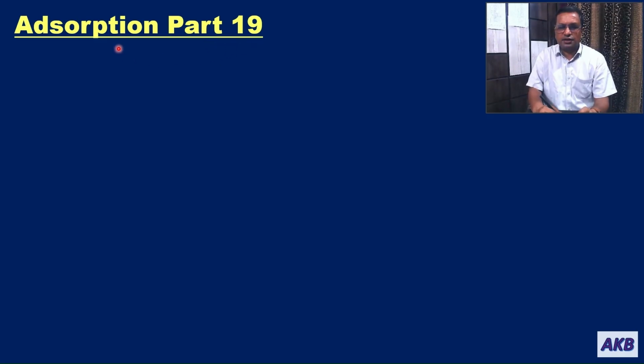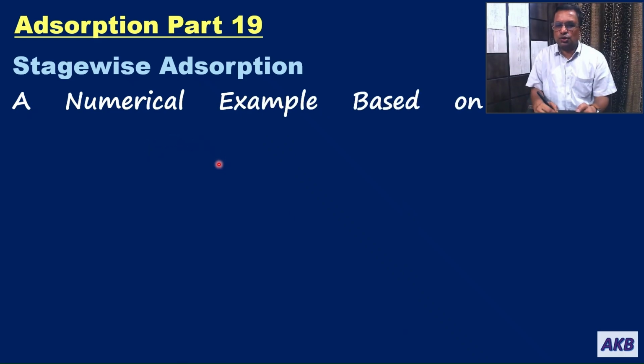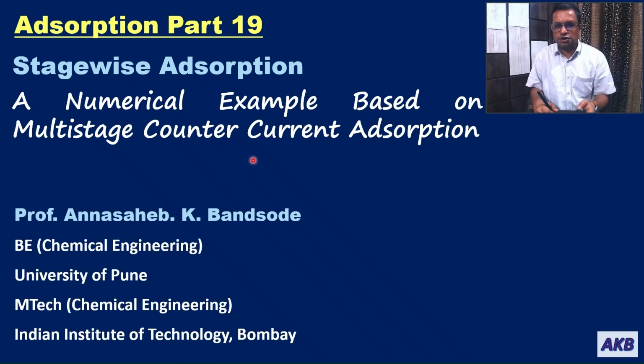In part number 19 of my discussion on adsorption, I will solve one numerical, and that numerical is based on multistage counter current adsorption. So this is a continuation of my discussion on stage-wise adsorption. In part number 18, I had discussed the theoretical aspects of multistage counter current adsorption operation, and based on that discussion, today I will solve one numerical.